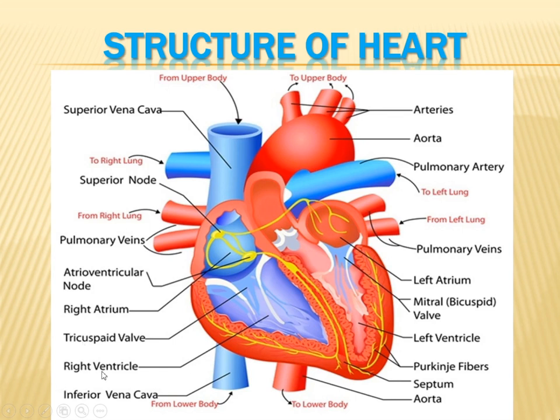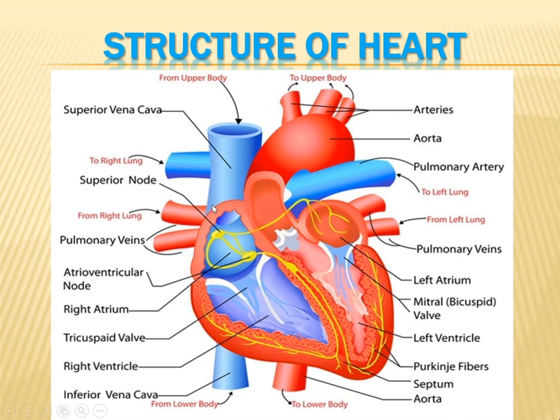tricuspid valve, and then right ventricle, inferior vena cava. This is the lower body. From the lower body, and this is to the lower body, and then this is to the upper body, and these are the arteries, aorta, pulmonary artery, to the left lung, from the left lung, pulmonary veins, left atrium, mitral or bicuspid valve, and then left ventricle, Purkinje fibers, septum, aorta.